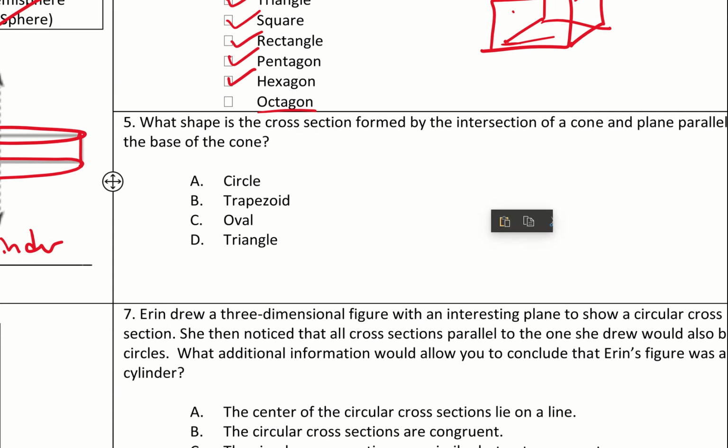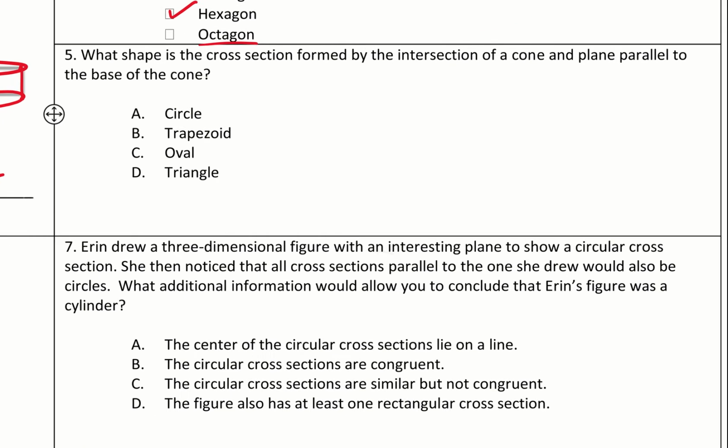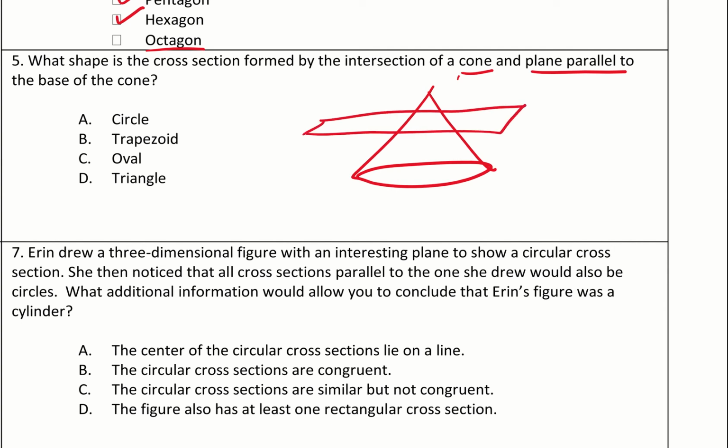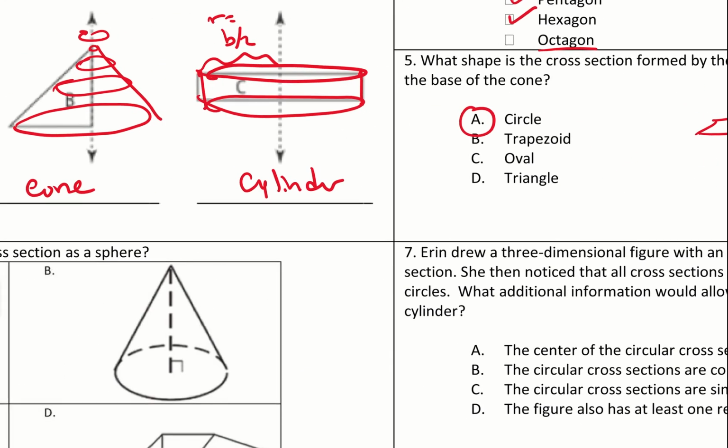All right, so number 5, what shape is the cross-section formed by the intersection of a cone and a plane parallel to the base of the cone? So we have a cone, which the base is a circle. If I slice parallel to that base, so like that, well then notice that I get a circular cross-section, and so it's going to be a circle.